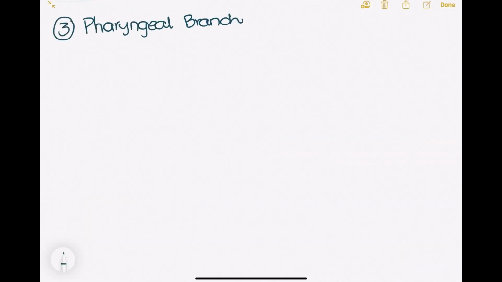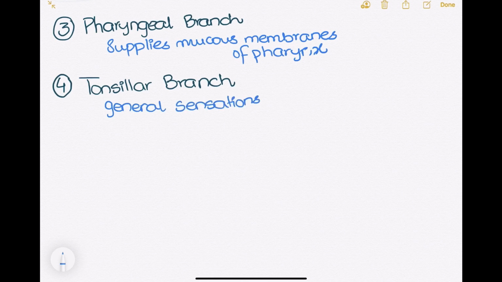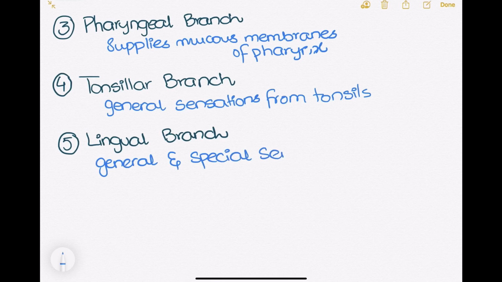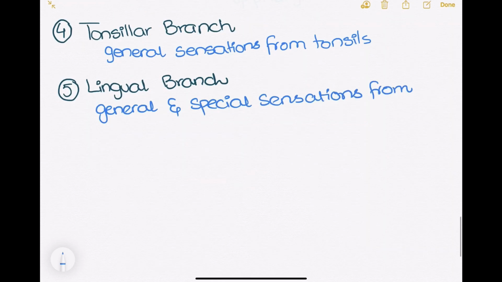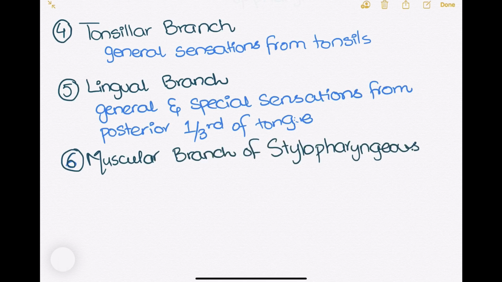The third branch is the pharyngeal branch. It supplies the mucous membranes of the pharynx. Then comes the tonsillar branch. It carries general sensations from the tonsils. The lingual branch carries general and special sensations from the posterior one-third of the tongue. And then there comes the muscular branch of the stylopharyngeus muscle.